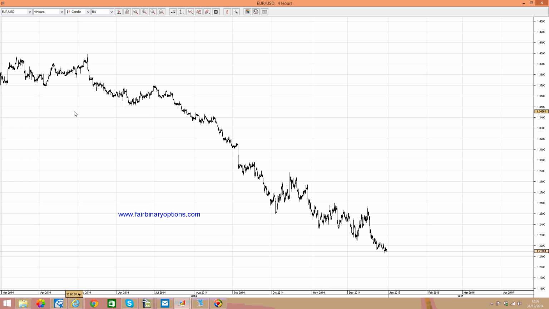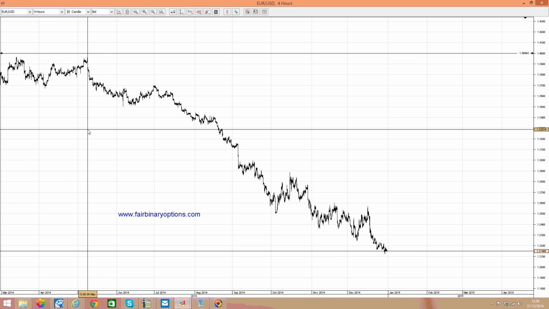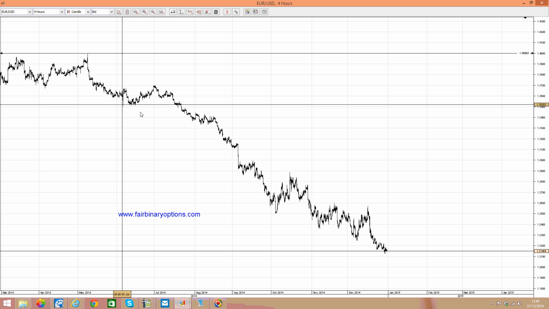This Euro US dollar started with a move lower from the almost 1.40 level here in May, with the ECB press conference, when the ECB stated that they are going to do anything in their power to avoid, let's say, deflationary conditions in Europe. And from that moment on, the market only moved to the downside.